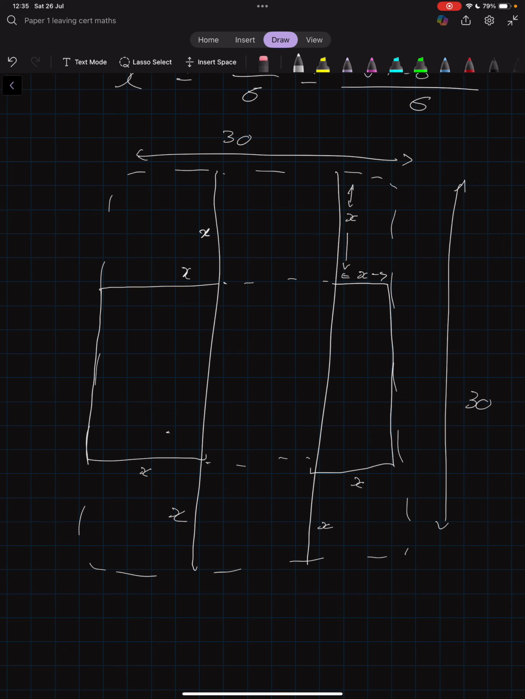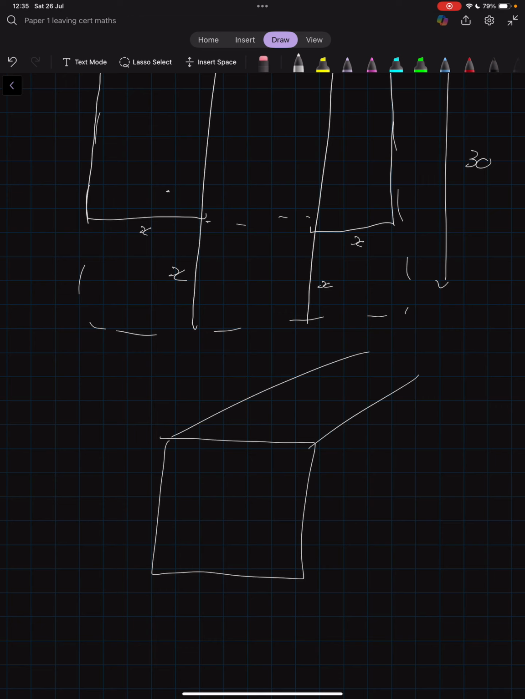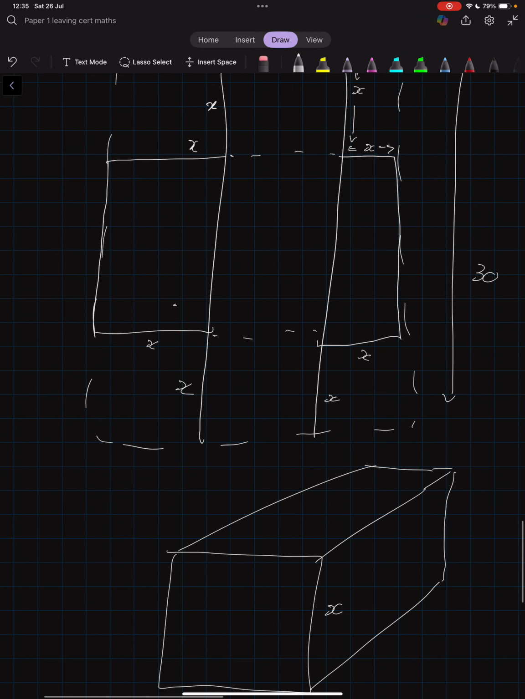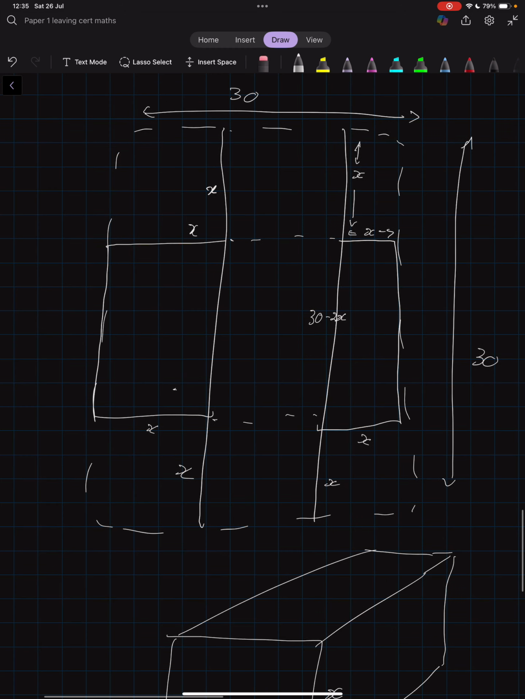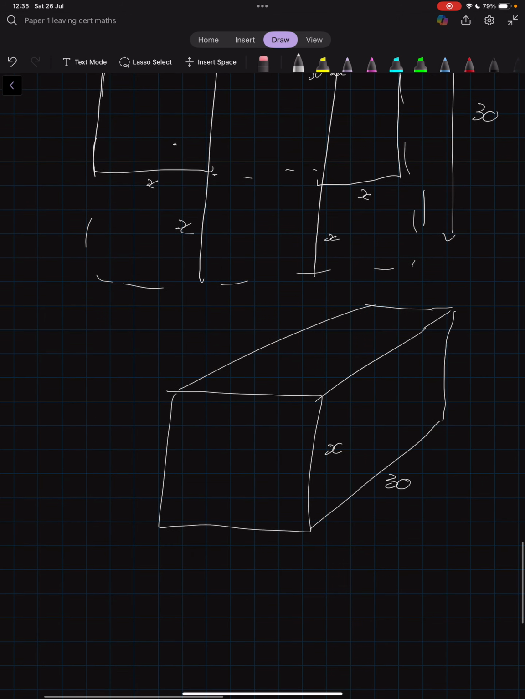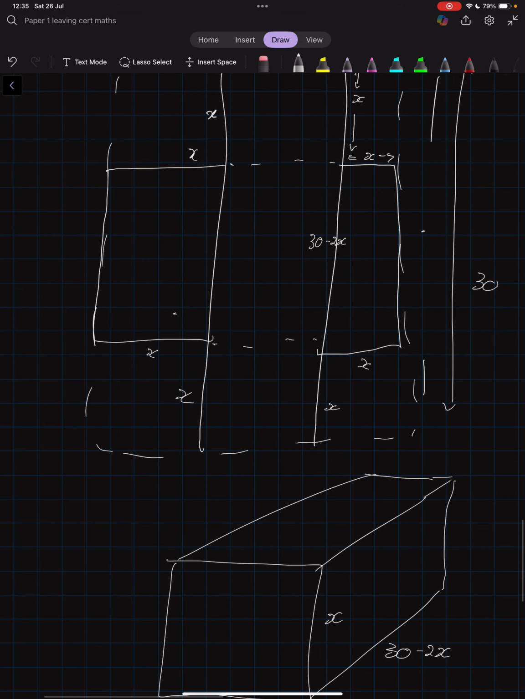So first of all, what's the height? So if I were to put the box together like this, what would I have? Well, the height is x. The length is going to be 30 minus 2x down here. So the whole length is 30. You have x here and x here. So what's left here? 30 minus 2x. Okay? And the same thing on the other side.